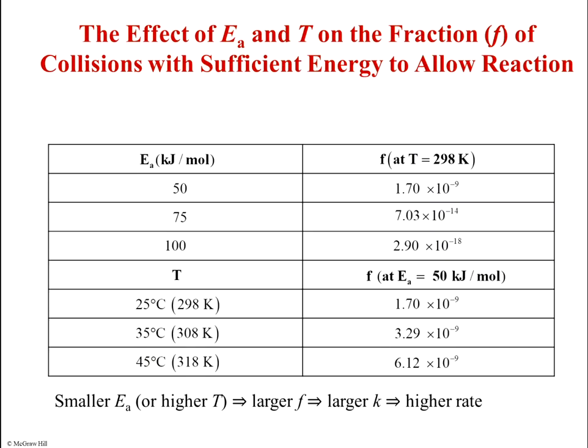And as we increase this temperature, you can see the fraction of collisions that are effective goes up. And in fact, it roughly doubles for every 10 degrees Celsius. So from 25 to 35, the fraction of collisions that are effective roughly doubles. And then from 35 to 45, it roughly doubles again, consistent with that rule of thumb we talked about earlier. So smaller activation energy or higher temperature, larger fraction of effective collisions, larger rate constants, higher reaction rate.